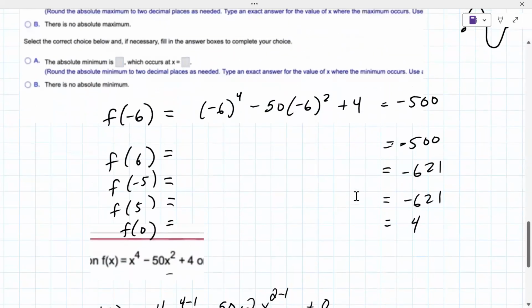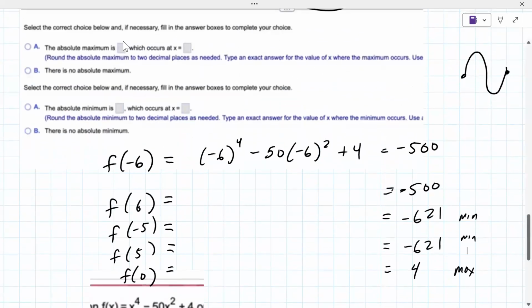So when you look at these numbers, which is the biggest, which is the smallest? The biggest is 4, that's your max. The smallest is -621, those are your mins. So it has two places where it has a min.